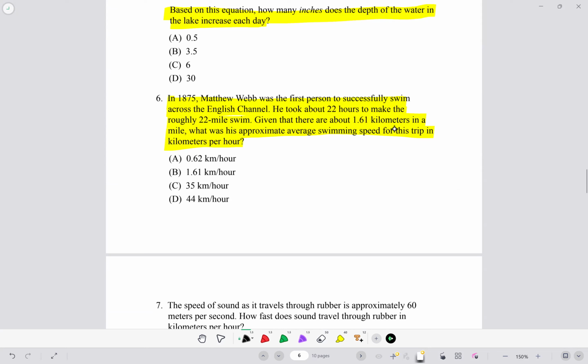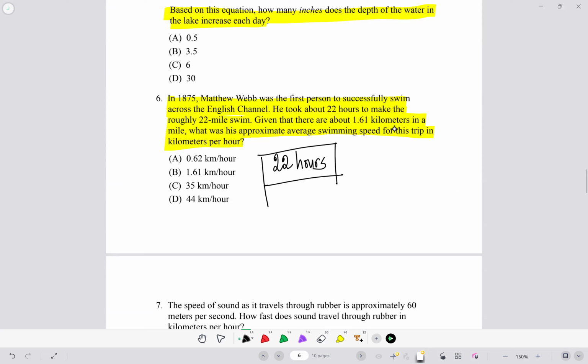In 1875, Matthew Webb was the first person to successfully swim across the English Channel. He took about 22 hours to make the roughly 22-mile swim. Okay, given that there are approximately 1.61 kilometers in a mile, what was his approximate average swimming speed for this trip in kilometers per hour?